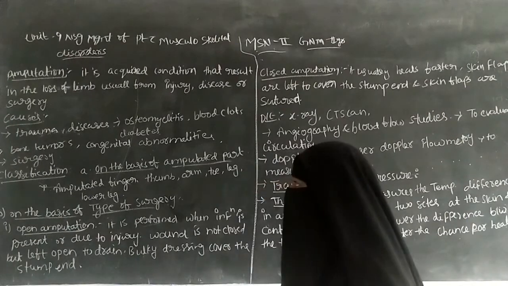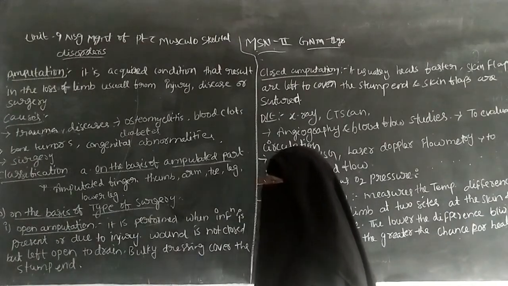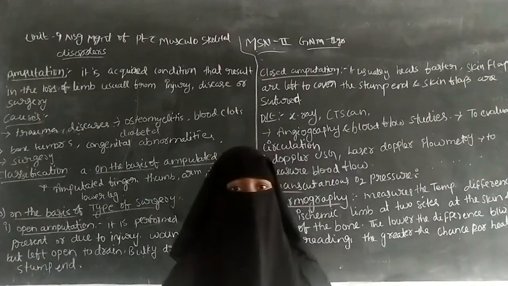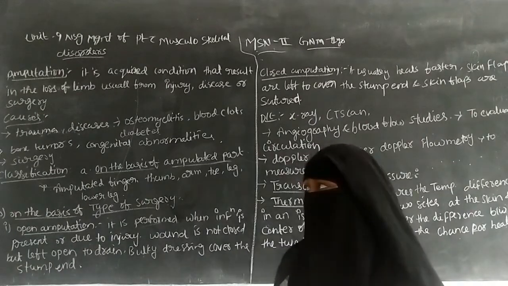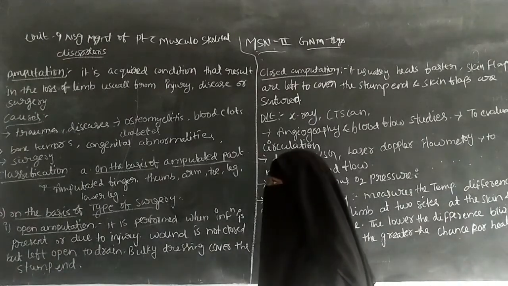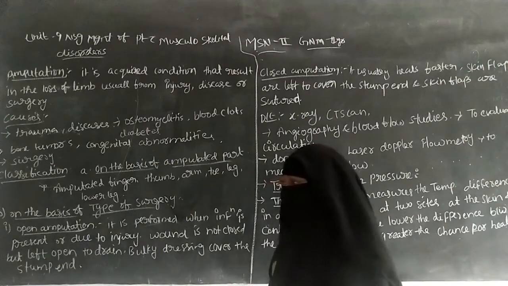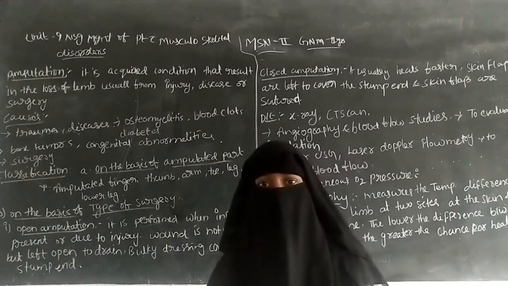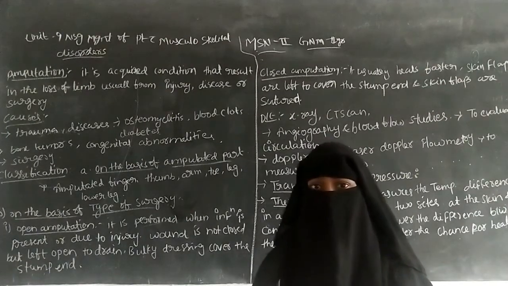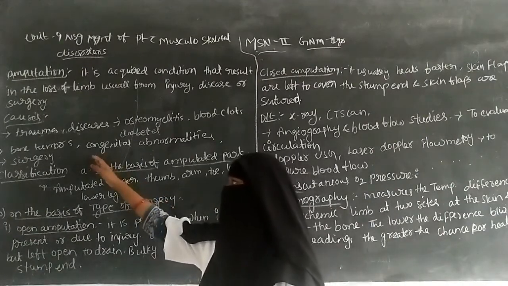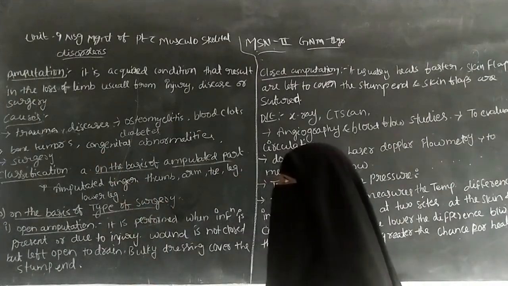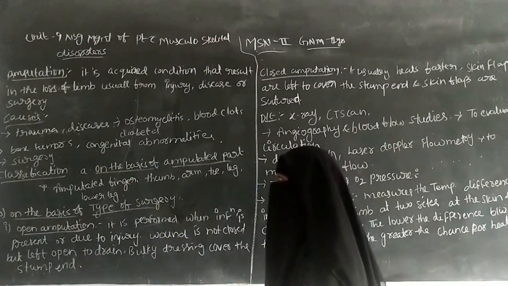And bone tumors. If the patient has bone cancer, it leads to amputation. A bone tumor can spread to other parts of the body, so before it spreads we can remove the limb. So a bone tumor is also one of the causes for amputation.